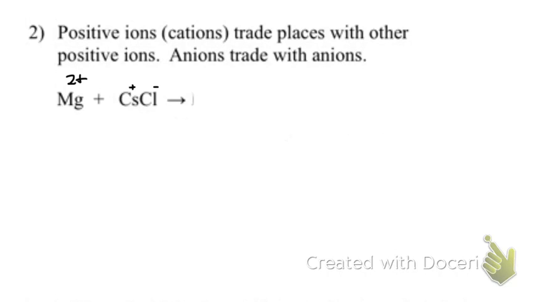So I know that this is going to be a single displacement reaction because I have only a positive Mg here, but it's going to kick out that positive Cs to form MgCl and Cs by itself. But this MgCl isn't quite right. I imagine you guys know why at this point in time, because Mg is 2 plus and Cl is minus. So we actually need 2 Cl's there. Alright.